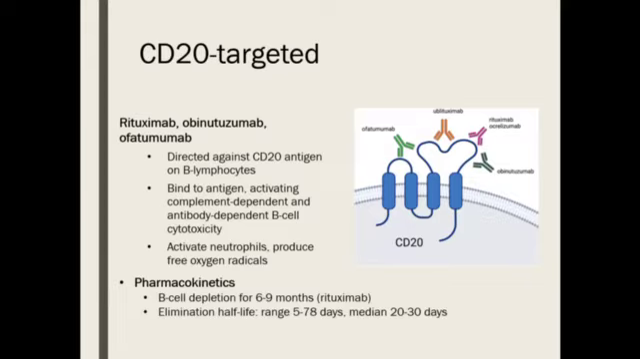Some pharmacokinetic interests: they can cause B cell depletion for up to 6 to 9 months in the example of rituximab. And the half-life is relatively long with almost all of these monoclonal antibodies, but as an example of that, the median elimination half-life here is 20 to 30 days with rituximab.